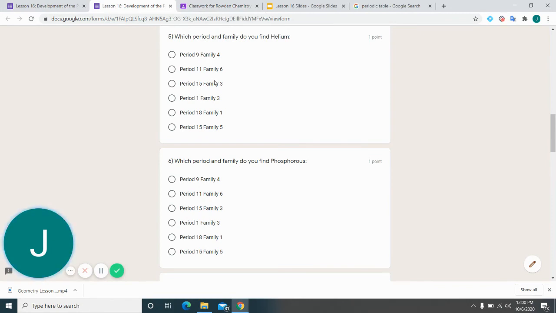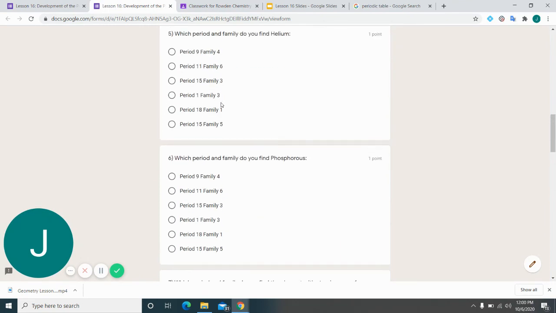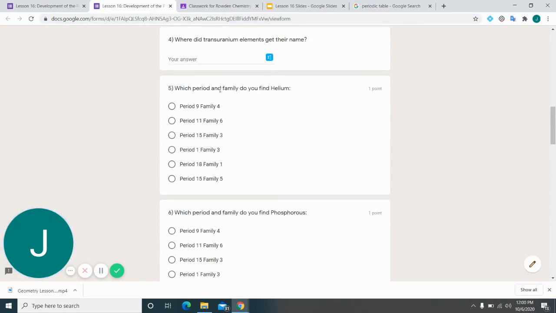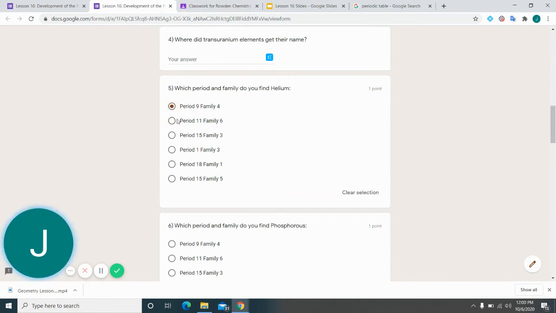Oh, you know what? These are backwards. Oh, okay. Yeah, I'm going backwards. I'm messing this up. What period and family do you find helium? Right now these are backwards. This needs to be saying family 9, period 4, family 11, period 6. By the time you get this, I will fix that, okay? So I'm going to fix that typo.